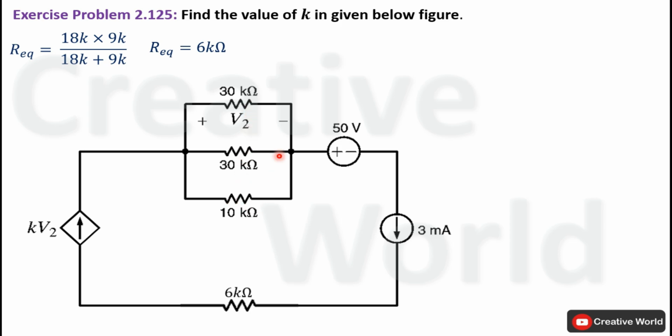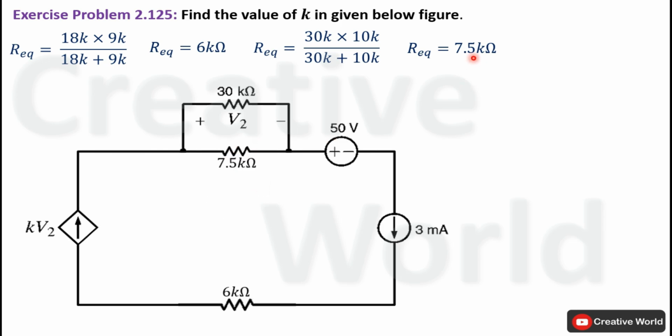First of all, we will merge these two resistances by finding out their equivalent resistance and merge that resistance with these two resistances. Their equivalent resistance will be the product of both resistances divided by their sum. So R equivalent of these two resistances will be 7.5 kilo ohm. So we can modify the network by replacing these two resistances with a single resistance of 7.5 kilo ohm.